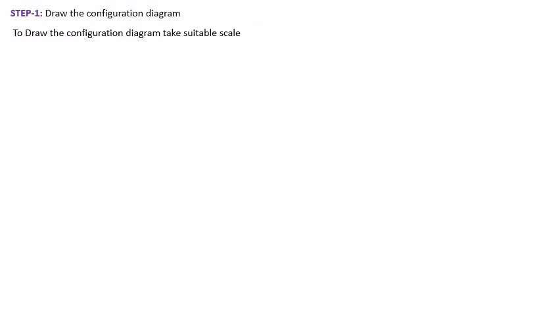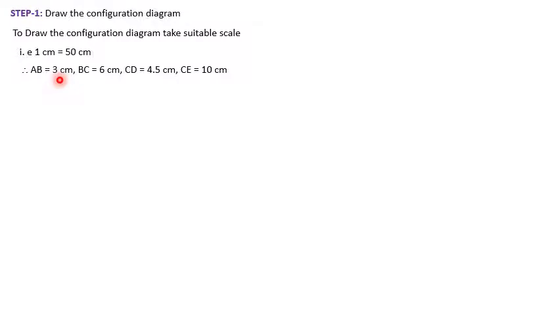So we have to consider a suitable scale. For our convenience, in this problem we are taking 1 centimeter equals 50 centimeter. Therefore, the lengths of the links become AB equals 3 centimeter, BC 6 centimeter, CD equals 4.5 centimeter, CE equals 10 centimeter. Using these dimensions, I am going to draw the configuration diagram.